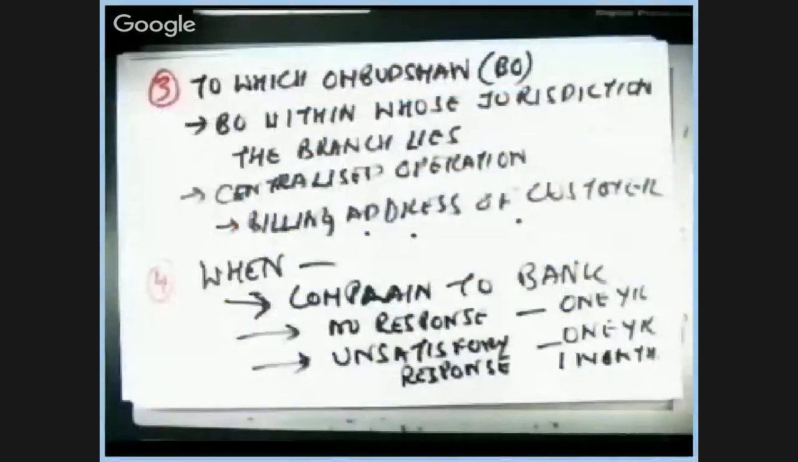Okay, there's another clause point to it. First is you have to go to the bank and complain. If no response is received, then within 1 year you have to lodge a complaint with the ombudsman. Or if unsatisfactory response is received, then the complaint can be given to the banking ombudsman within 1 year, 1 month from the date of making a representation to the bank.